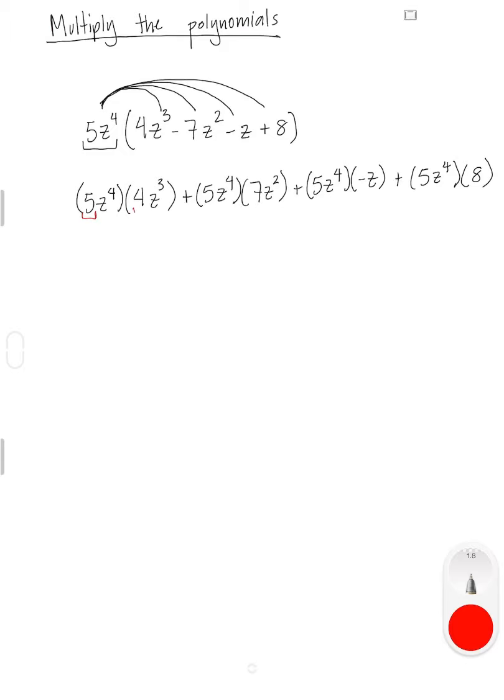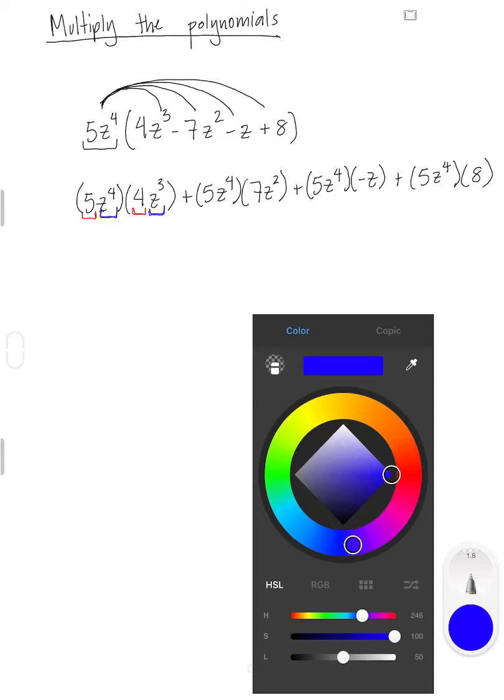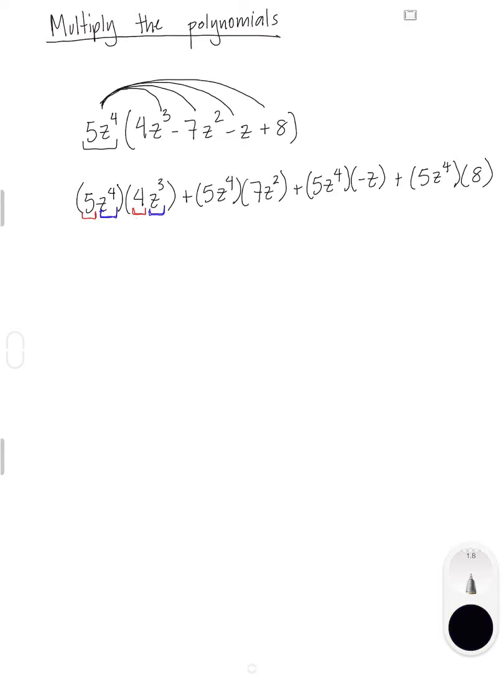So we know that numbers multiply with numbers, right? And then variables multiply with variables. So here we have 5 times 4, which is 20. And then z to the fourth times z cubed, it's z to the 7th. So we do the product rule, right? Now for the second one, we do the same thing. 5 times 7, it's positive 35. And then z to the 4th times z squared is z to the 6th power. For this next one, we have positive 5 times negative 1, which is negative 5. And then z to the 4th times z, it's z to the 5th. There's an invisible 1 right there.